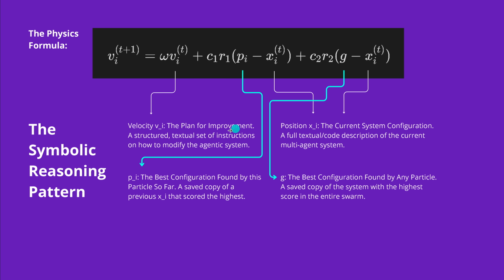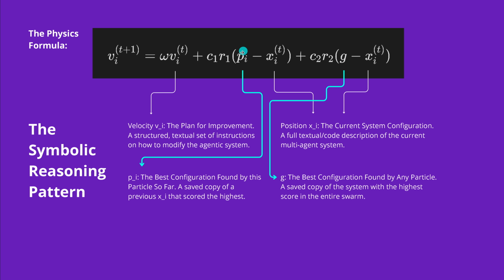And if we have the position and the velocity, then we have to have this learning element. And you see in the time evolution now we have 2 further elements. And the first one here has, for example, a PI in it. What is it? This is the best configuration found by this particle so far. Particle is our multi-agent system. Sorry, I have to explain this a little bit later. So this is a saved copy of a previous run that scored the highest performance.